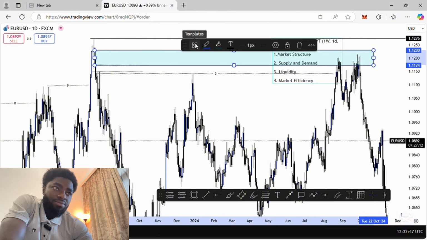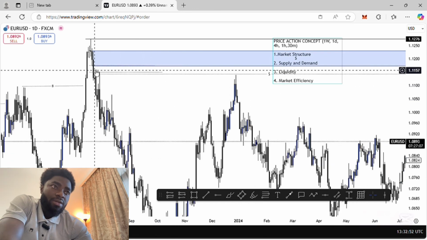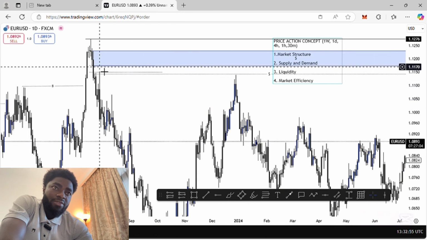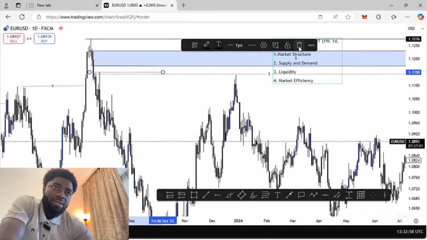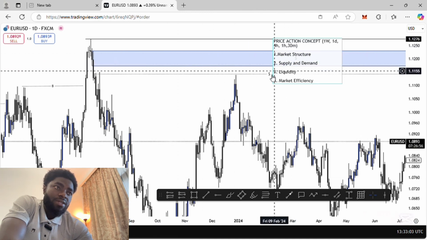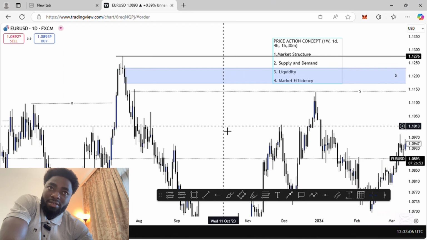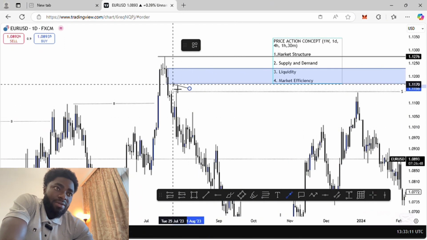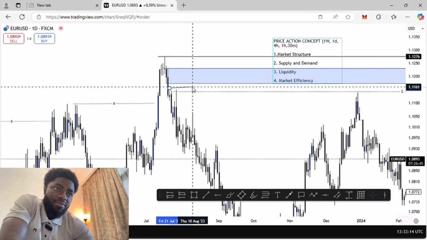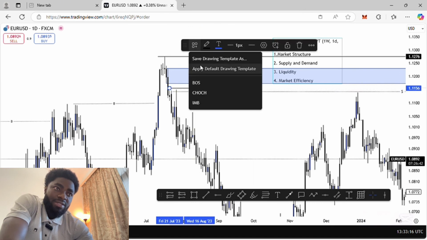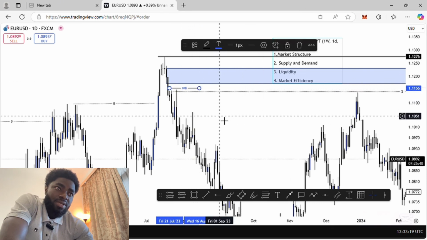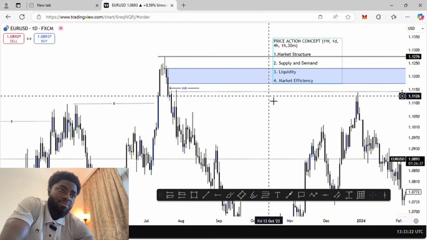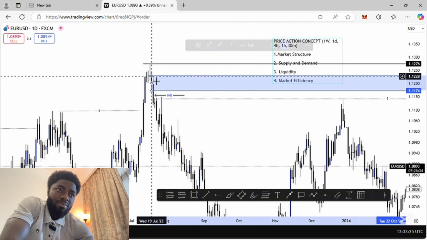So I have my supply zone here, because there is a fair value gap before it. Okay, so this is the perfect trade. I think I gave this trade to my Telegram members, I remember. So we have our FVG or imbalance, anyhow you want to call it, imbalance here. So this is our supply zone.